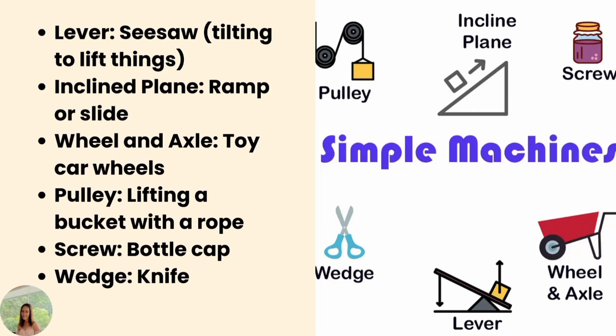Wedge. What is a wedge? A wedge is like a knife, something sharp that helps split or cut things. Example, a knife is a wedge because it helps cut things like bread or fruit. Okay, that is the simple machines.